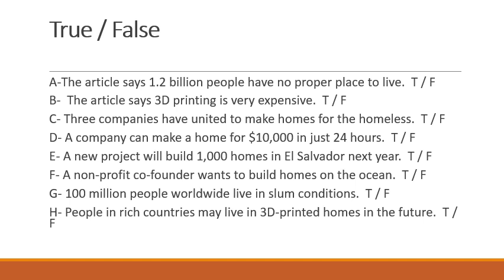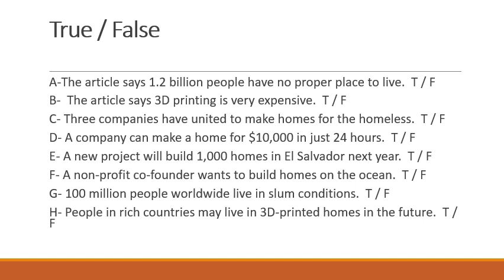Question number 1. The article says 1.2 billion people have no proper place to live. Proper means adequate, appropriate, suitable. Is it true or false? True. Second one. The article says 3D printing is very expensive. Is that true or false? That's false. According to the article, 3D printing is not expensive. It's affordable. You can afford it. You can get one. It's just 10,000 and you can get a home for you.